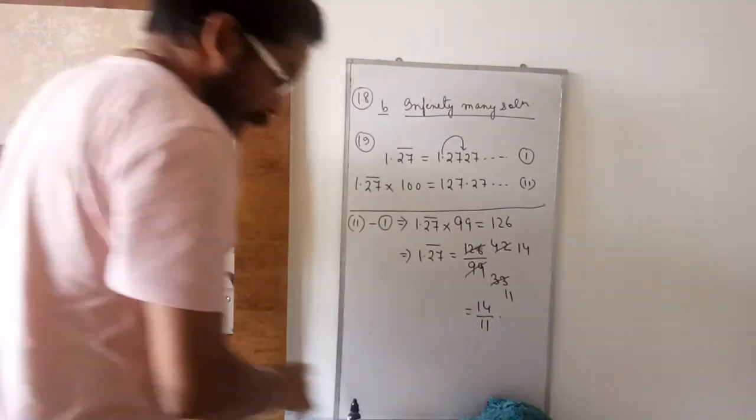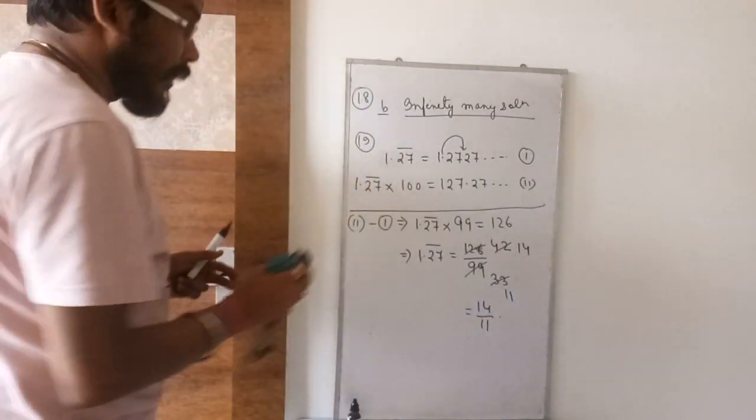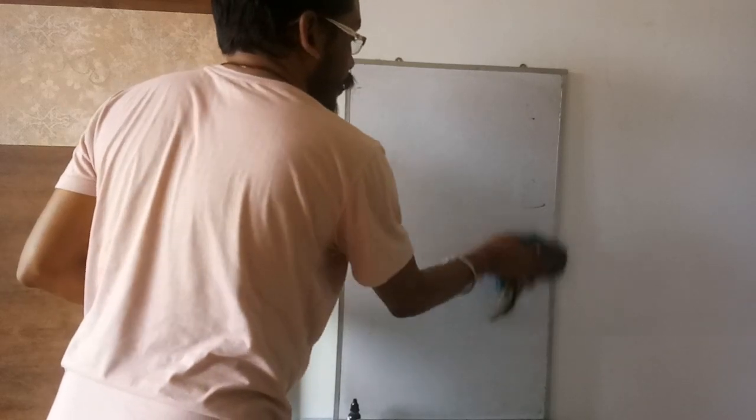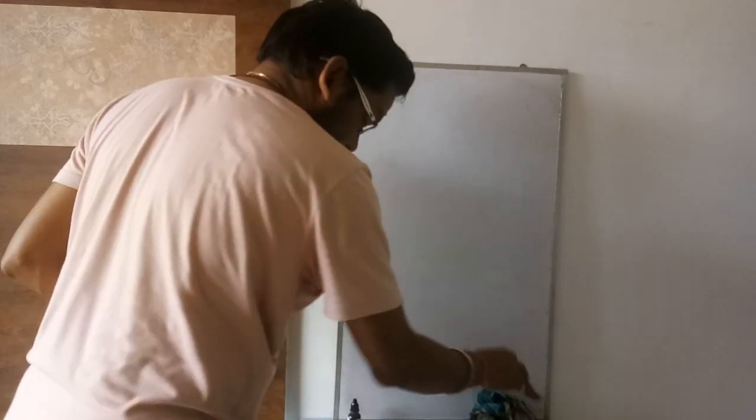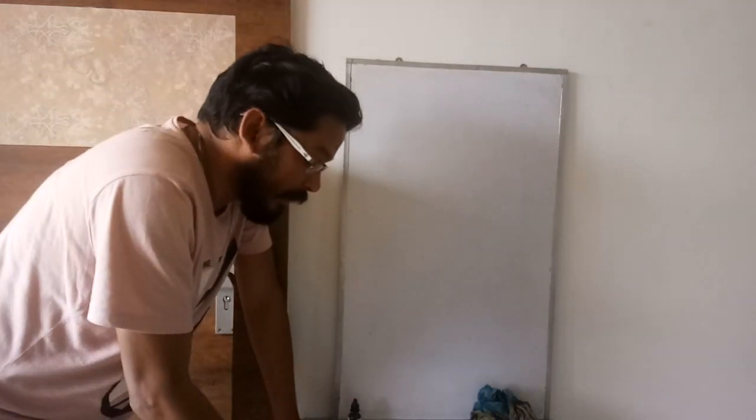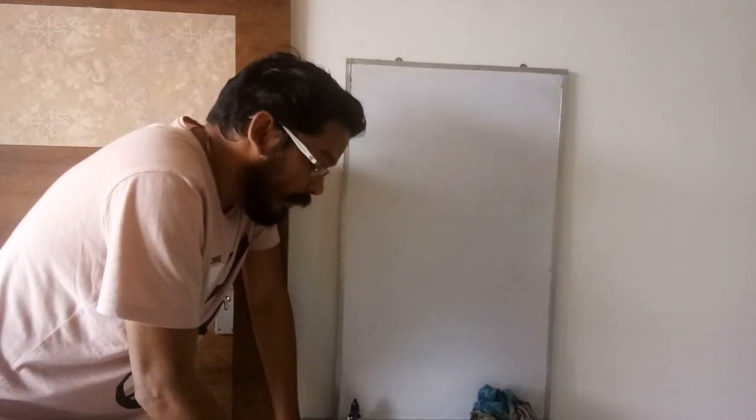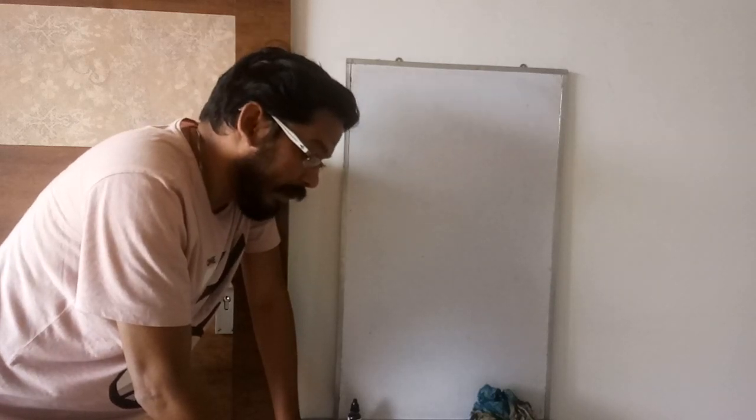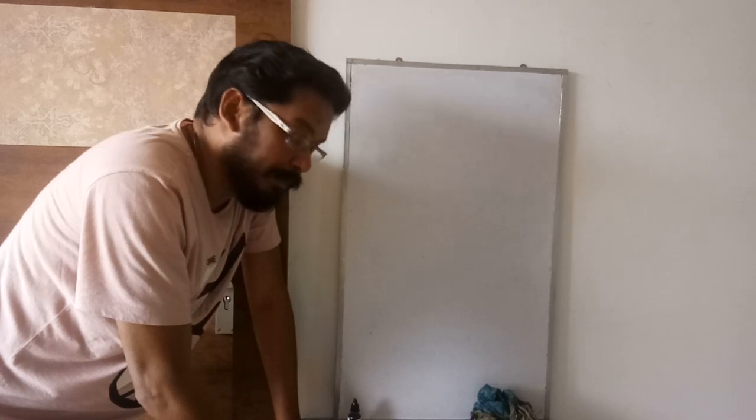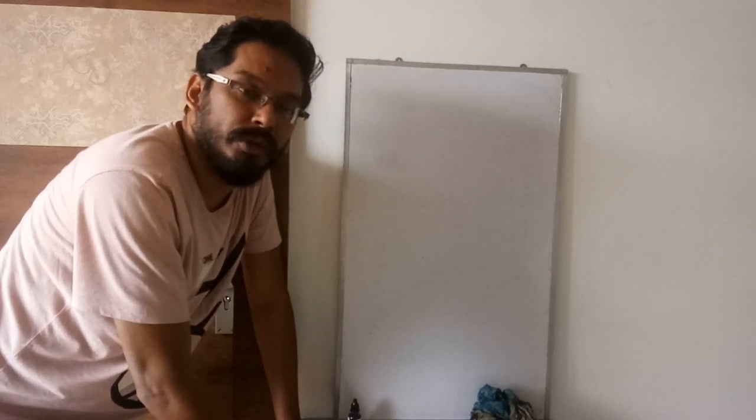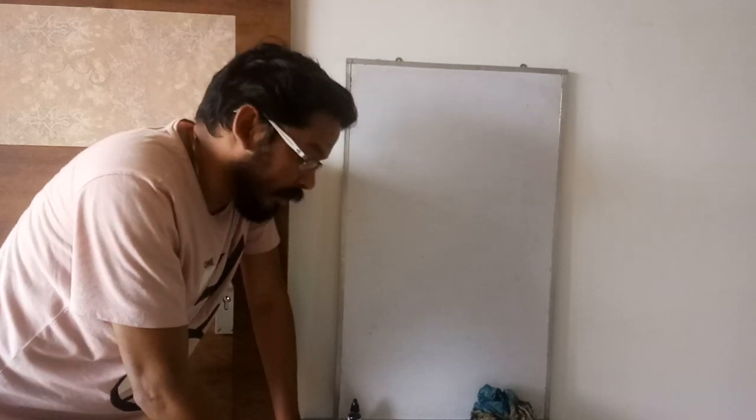Clear? Next is question number 20. Question number 20, what did they say? Find the value of k if x minus 1 is a factor of 4x cube plus 3x square minus 4 plus k. X minus 1 is a factor, given. So whenever it is a factor, the remainder is 0, and you can easily use the remainder theorem.